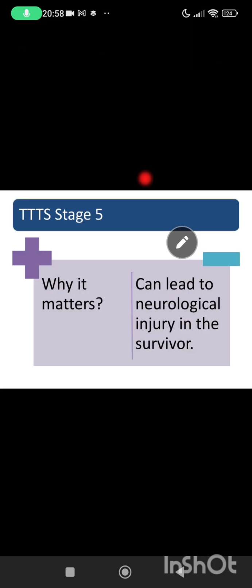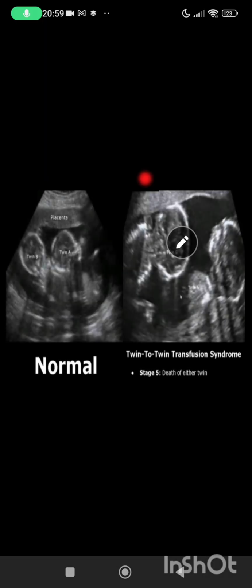Now there is the last stage, which is stage 5. And what happens in stage 5? There is death of one or more twins.